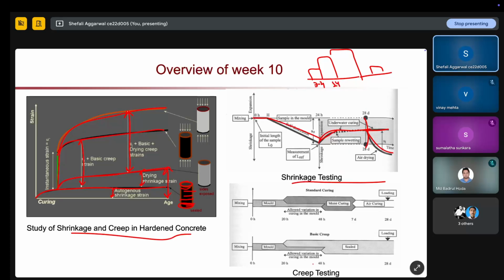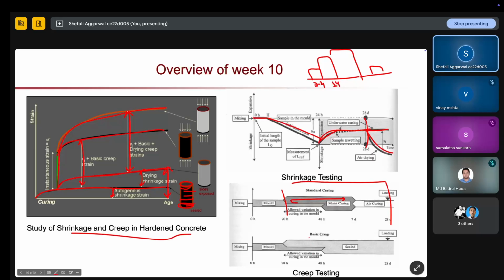And the other is creep testing. So in creep testing, you are mixing your specimen, then you are keeping it in a mold for 20 hours, and then you are allowing the variation in curing in the mold, and then this is your standard curing time, and then for 7 days you are moist curing it. After that, from 20 till 28 days you are air curing it, and then after 28 days of curing only you are loading it. This is your standard curing procedure.